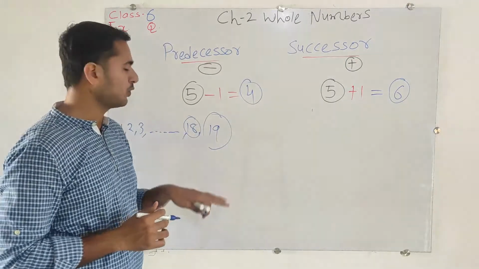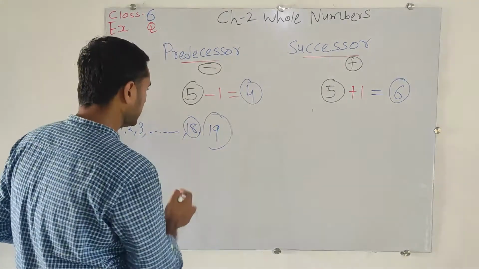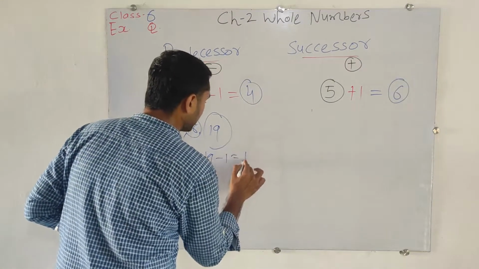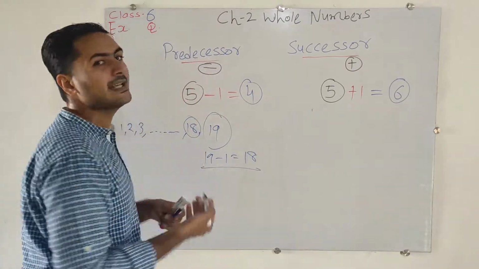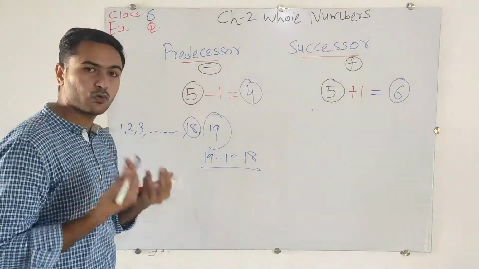So the predecessor of 19 is 18. Or we can follow the process 19 minus 1, which is again 18. So in both cases we get the same answer. That is all about how to find the predecessor.